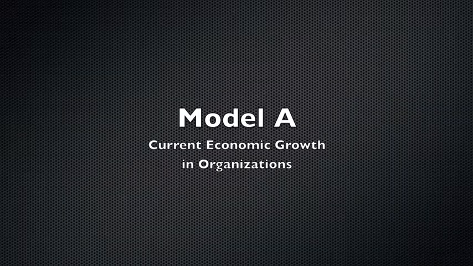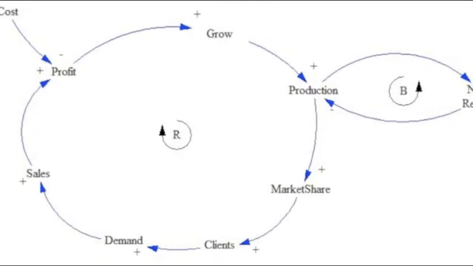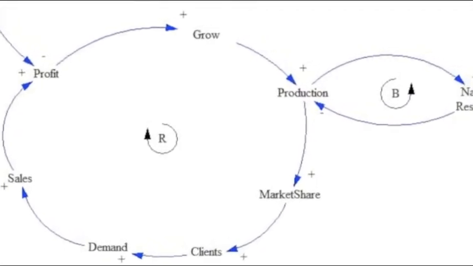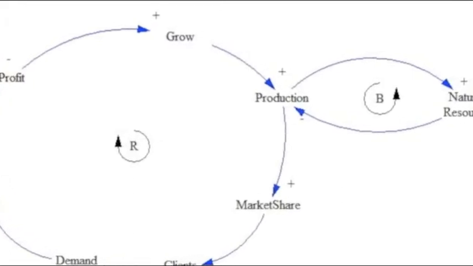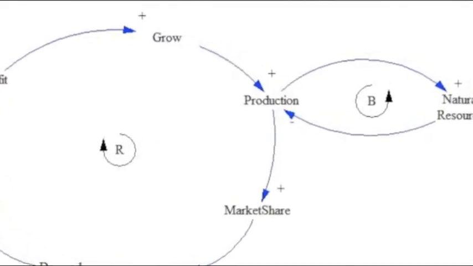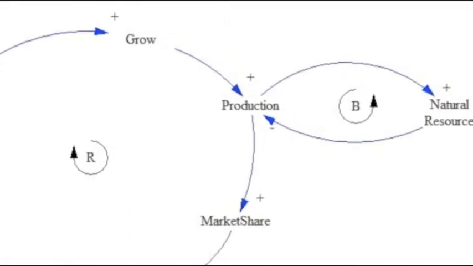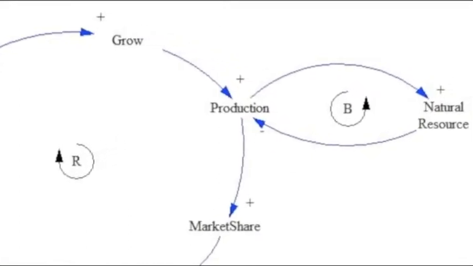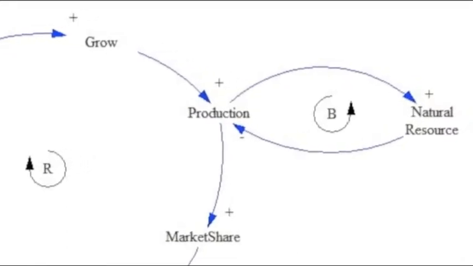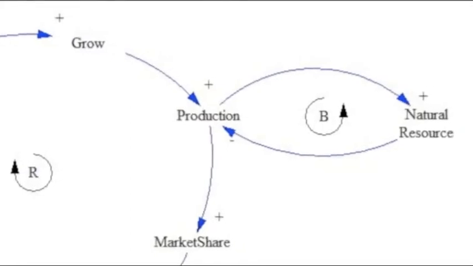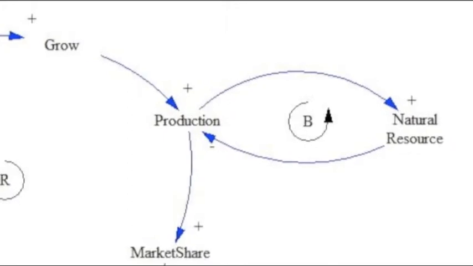Model A. We use a dynamic cost-effect model to explain the actual economic growth of companies. Our variables were profit, growth, production, market share, clients, demand, sales, cost, and natural resources. The big circle at our left is a reinforcement loop. At our right, we have a little circle that provides the balance to our model.